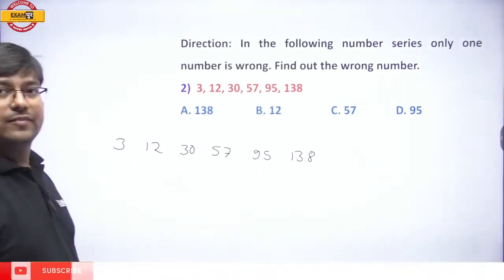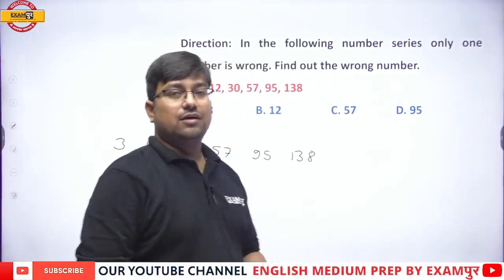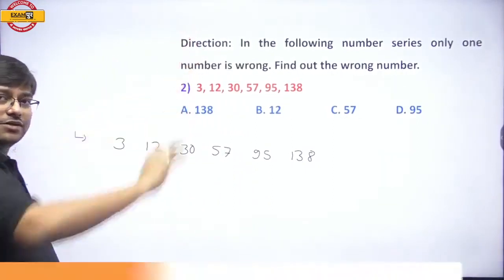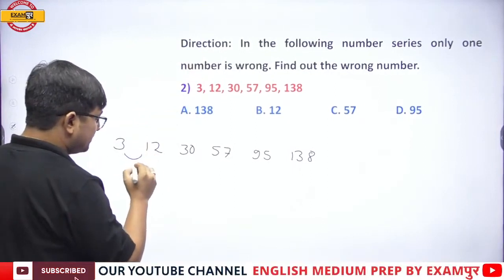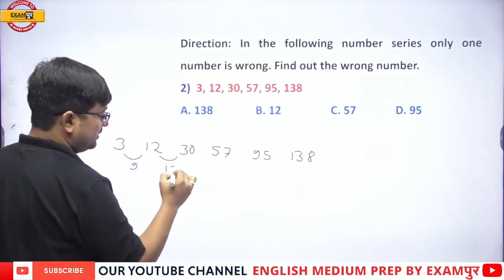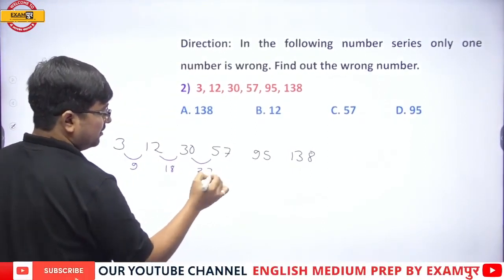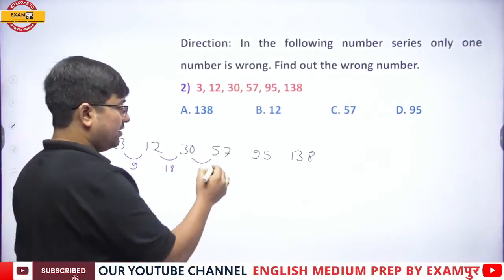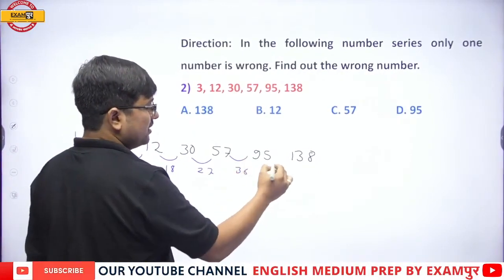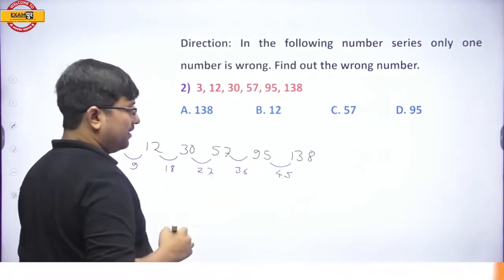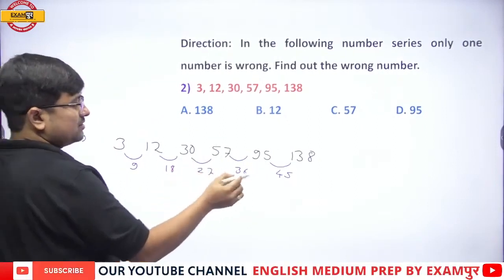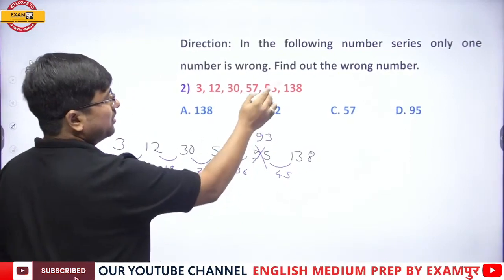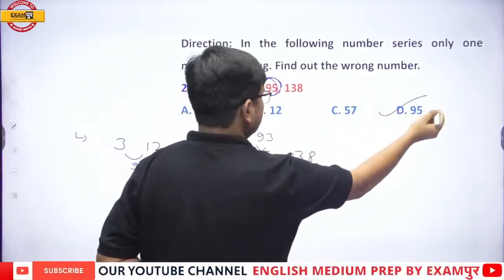Okay, now see, my dear students, have a look at this. A series is given to you that the difference is 9, the difference is 18, the difference is 27. So now you all are smart enough to understand this is 9 into 1, 9 into 2, 9 into 3. Now 9 into 4 is 36, 9 into 5 is 45, and so on. But my dear students, this plus this is not this, it is 93. So the wrong term over here is 95.